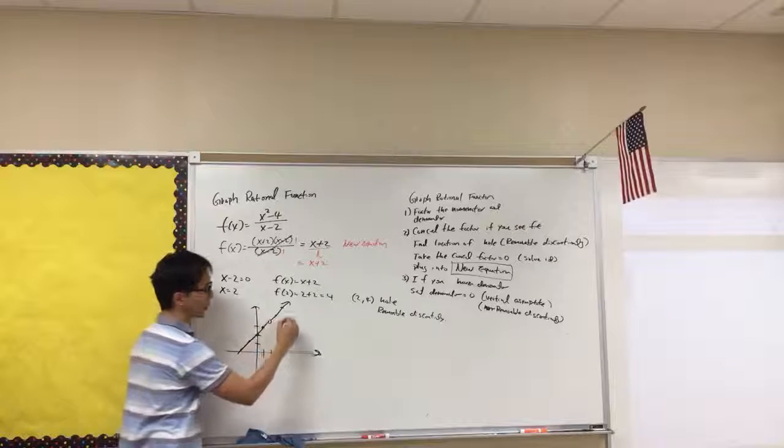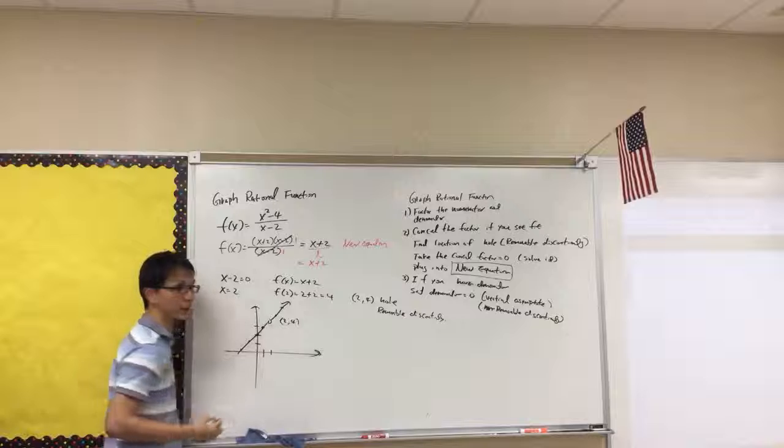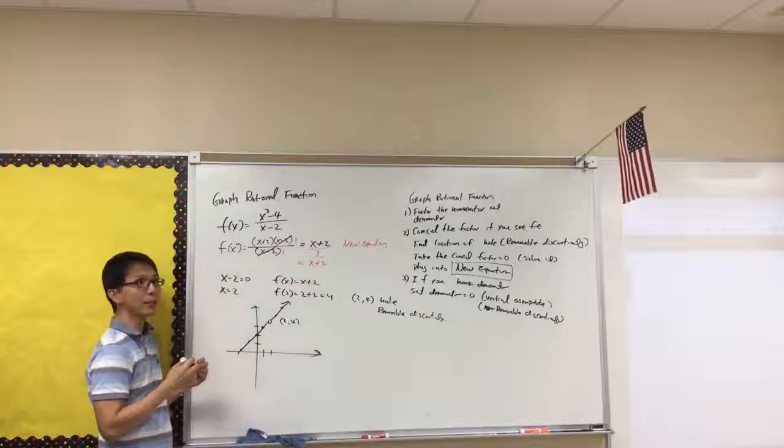So this is a 2, 4, right? This 2, 4 is actually a removable discontinuity. Why do they call it removable?